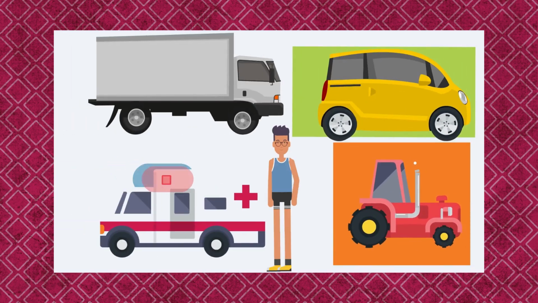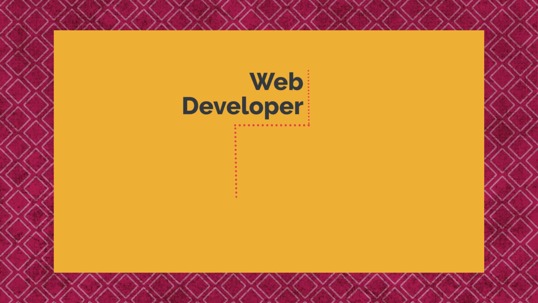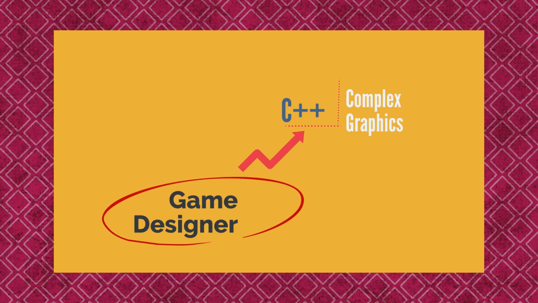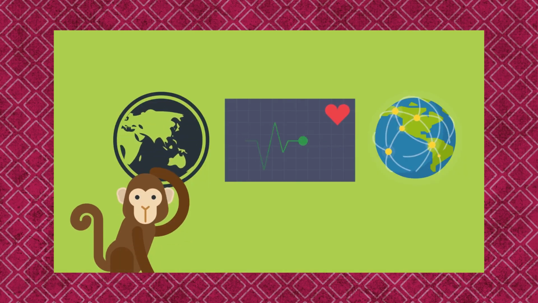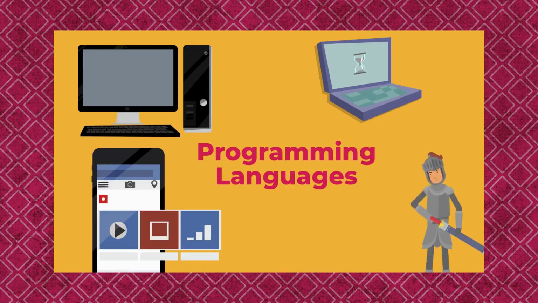All of these qualities about vehicles also apply to programming languages. For example, a web developer might choose to use JavaScript because it works well with HTML, while a video game designer might choose C++ because it can handle more complex graphics. Without programming languages, most of the technology we use on a daily basis would be useless. When it comes down to it, they're simply the backbone of all of our software.